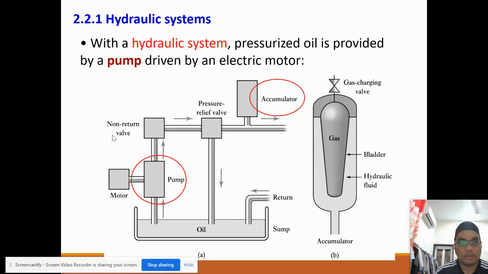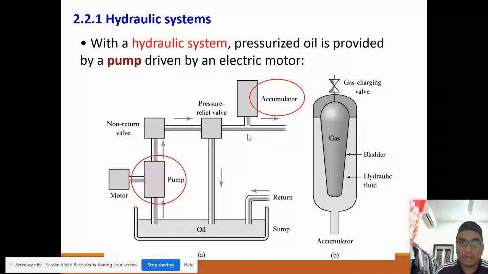We have a non-return valve because we want to avoid the oil returning back to the pump. Then the pressure oil will be passed to this pressure relief valve. The function of this pressure relief valve is to make sure that if there is any pressure over the safety level of the requirements, it transfers the pressure back to the oil sump system, and it only transfers just the requirement of the pressure oil only.